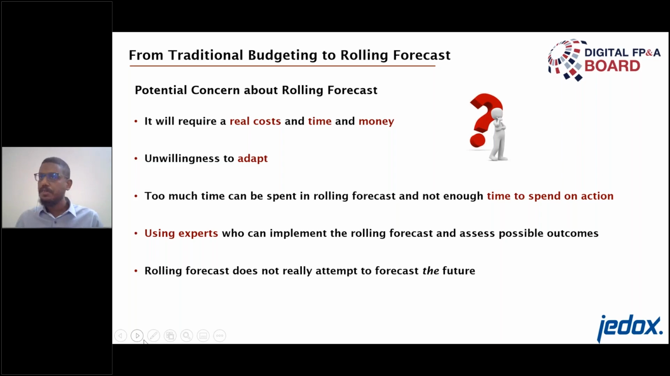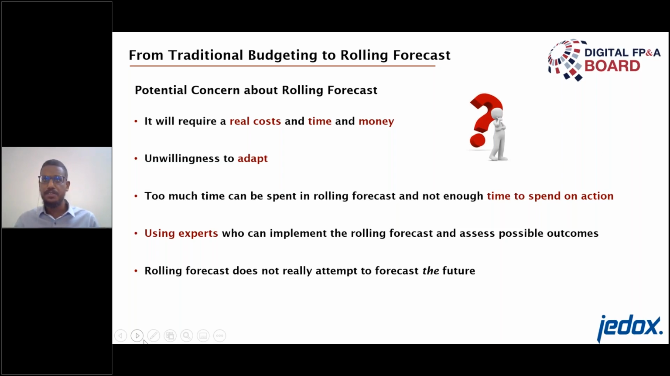So as you will see in my next slide, there are some concerns about adopting rolling forecast. These concerns may be related to the mindset in our GCC or Middle East area. The first concern is that it will require real cost, time, and money. But this is not correct, because if you make any real feasibility study, it will show that traditional budget is more consuming of cost, money, and time for employees and requires more employees.